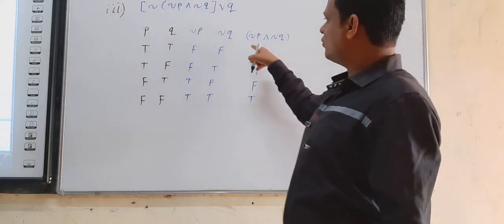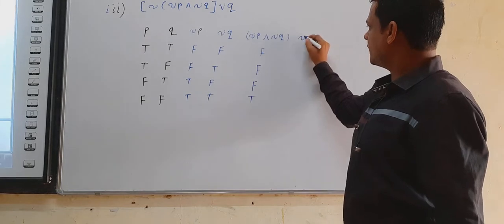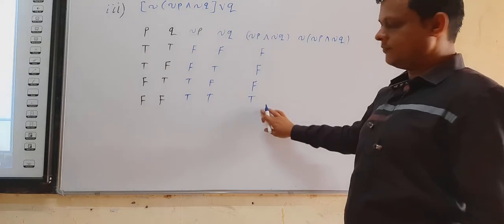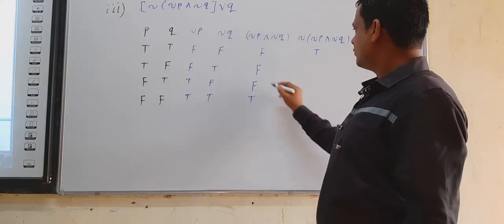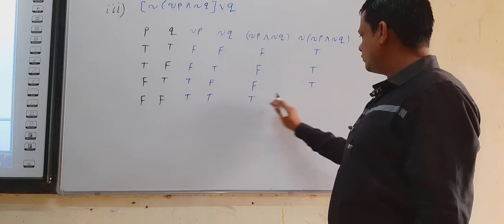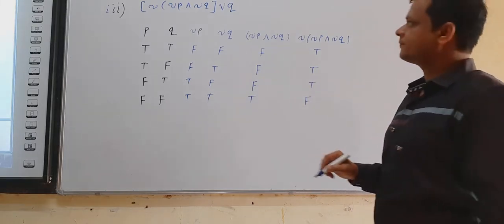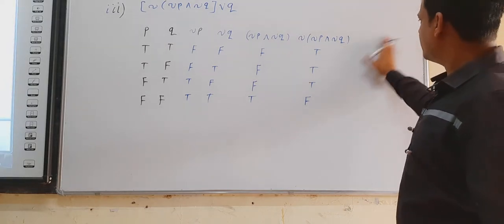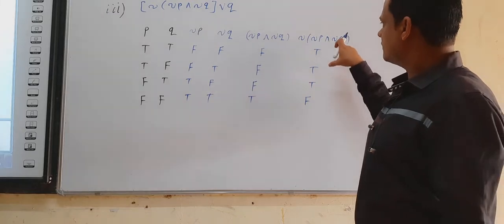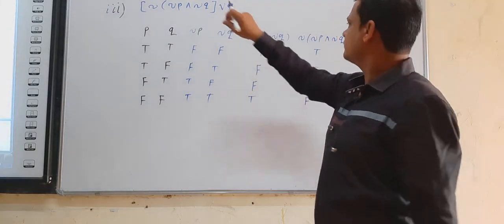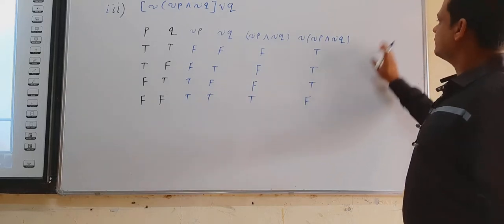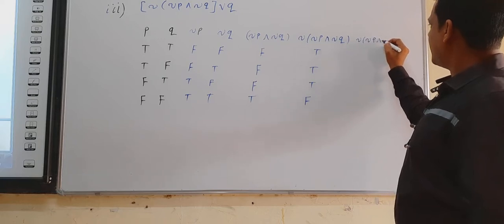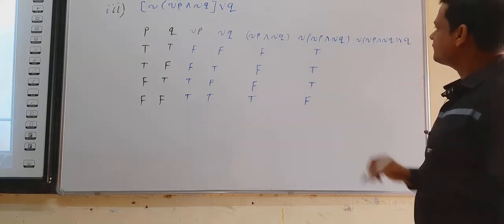Now we have to take the negation of this column, that is negation of negation P and negation Q. Make the negation of these: F, F, F, T becomes T, T, T, and negation of true is false. In this way. Now we have to prepare the disjunction of this statement with Q. Therefore the last column is negation of negation P and negation Q, or Q.